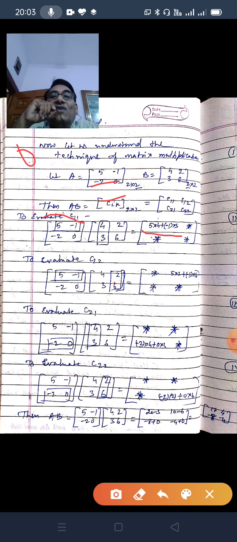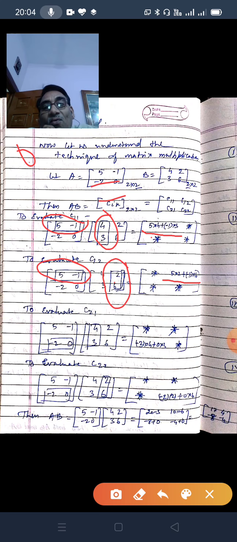Now evaluate C12. So we multiply the first row of the first matrix A, 5, minus 1, and the second column of the second matrix, that is 2 and 6, and it is C12. When we multiply, it is 5 into 2 plus minus 1 into 6. This is C12.